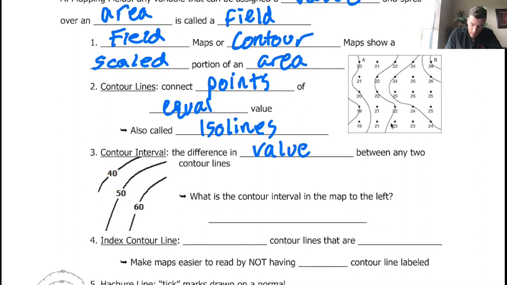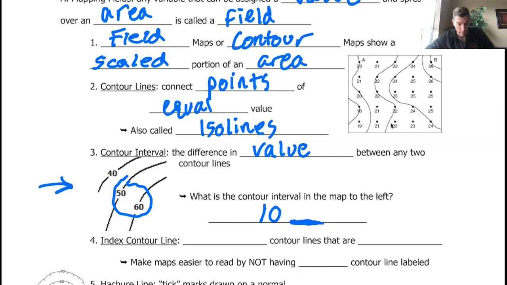Well, we're going to take a look at this little map over here on the left and find two lines that are close to each other, consecutive, and then you count how many units are between each of those lines. In this one, you have 40 and 50, so the contour interval would be 10. If you tried somewhere else on the map, like 50 and 60, you get the same thing. Also, there should be units here, whether it's feet, miles, meters, something like that. But since we're just learning it, we're not going to have units this time.